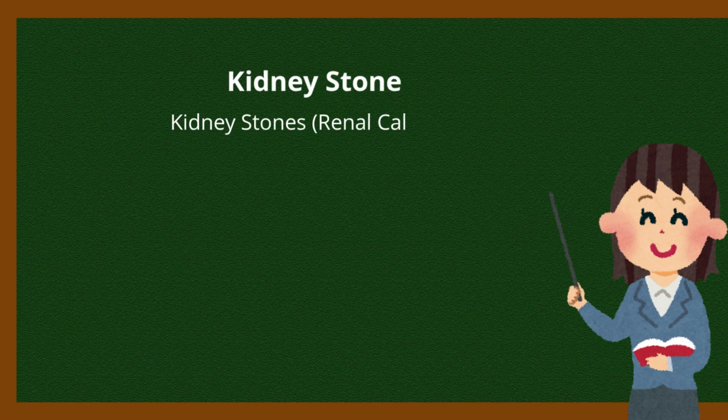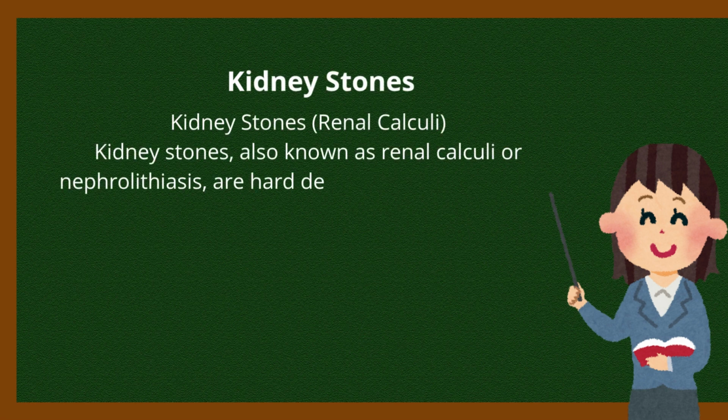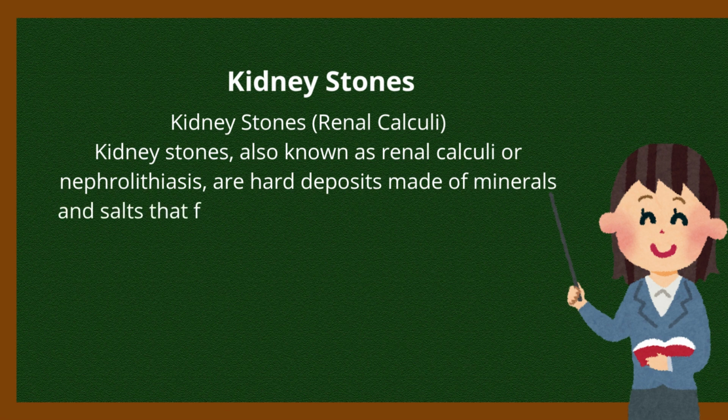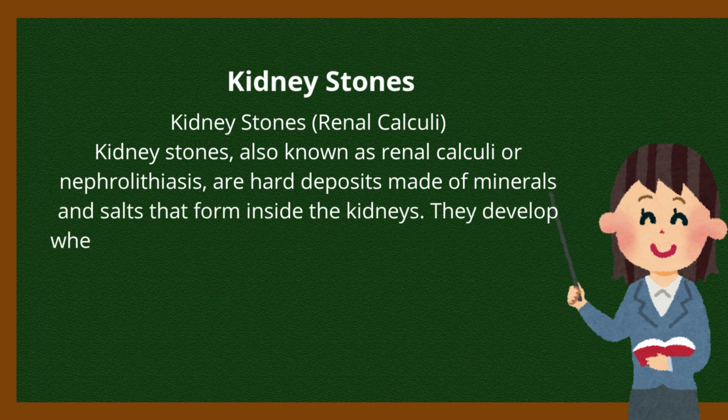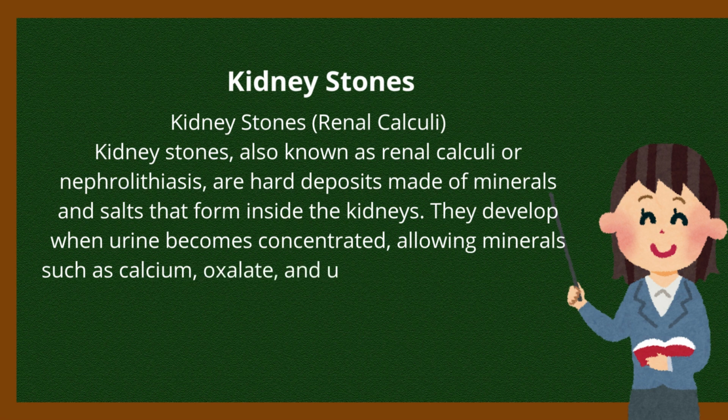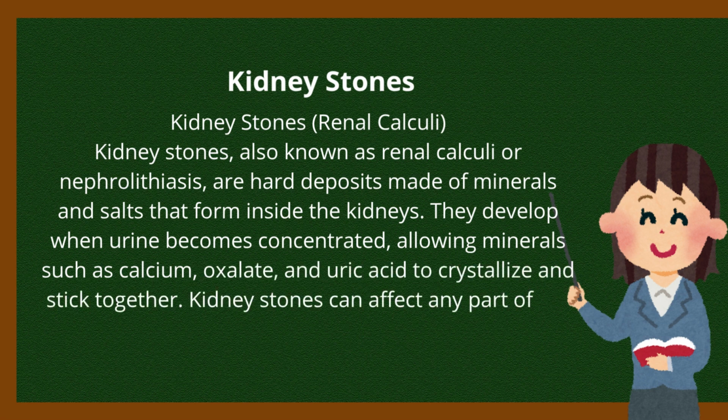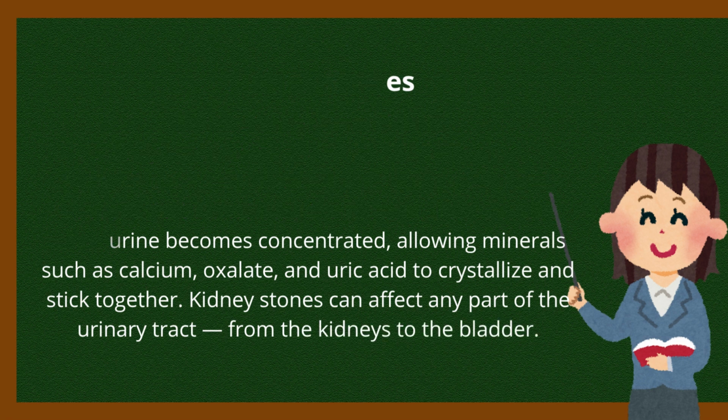Kidney stones, renal calculi. Kidney stones, also known as renal calculi or nephrolithiasis, are hard deposits made of minerals and salts that form inside the kidneys. They develop when urine becomes concentrated, allowing minerals such as calcium, oxalate, and uric acid to crystallize and stick together. Kidney stones can affect any part of the urinary tract, from the kidneys to the bladder.